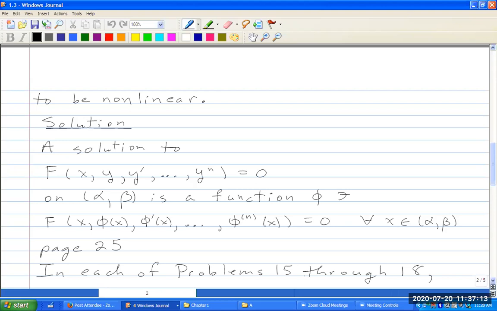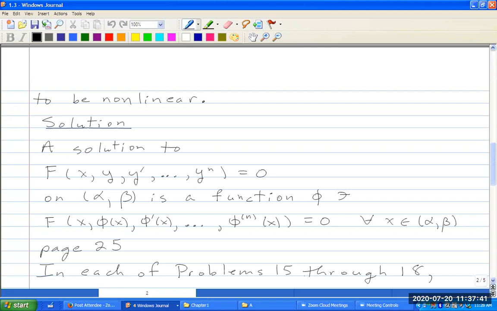Is some function phi such that if you replace y by phi, then this equation is satisfied everywhere in that particular open interval. Okay, so let me do some examples.